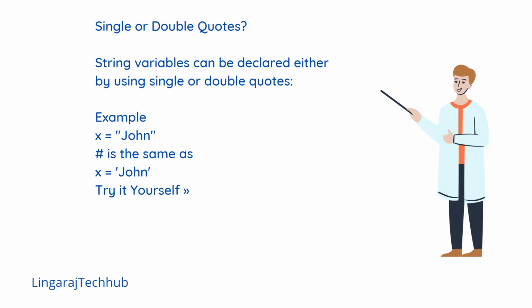Okay, then if you go for the string, there is a single quote and there is also a double quote. If you use the single quote, that is counted as a string. If you use the double quote, that is also counted as a string. So x equal to John means x is a variable written as a string, and with the single quote it also returns a string. So double quote and single quote both declare string variables. Now try it yourself.